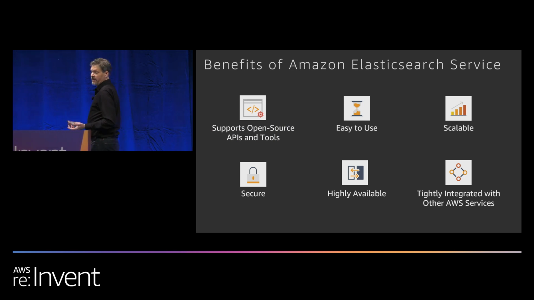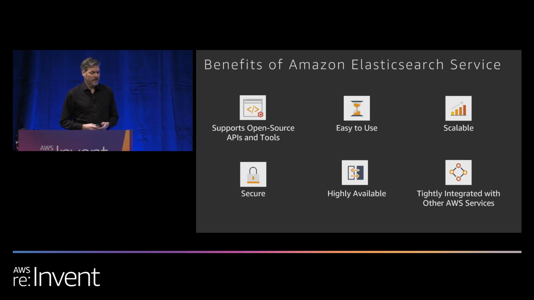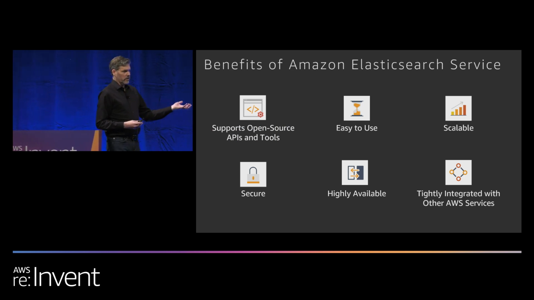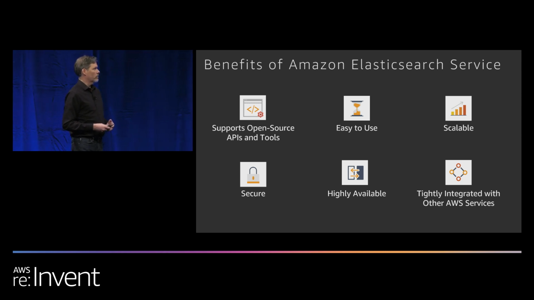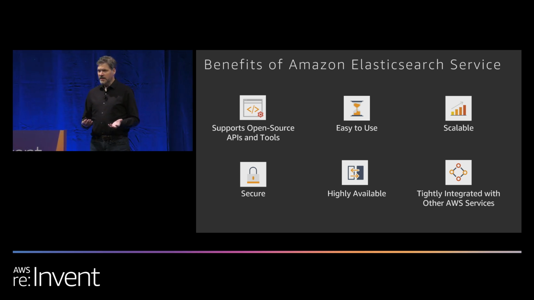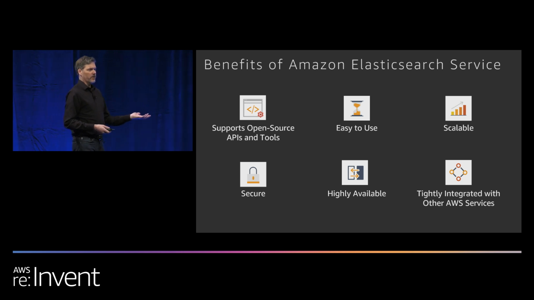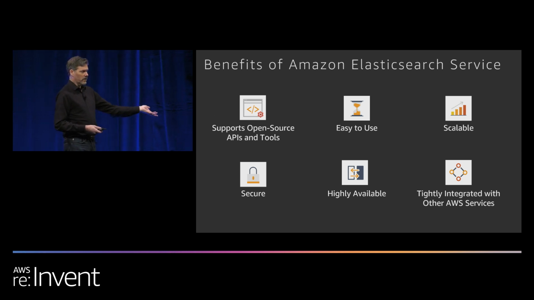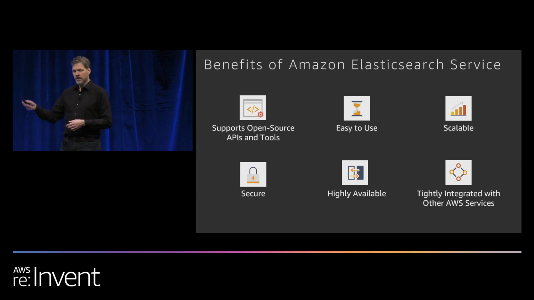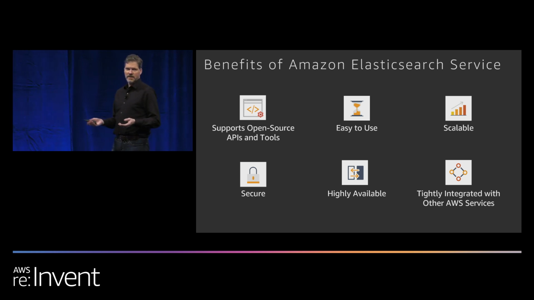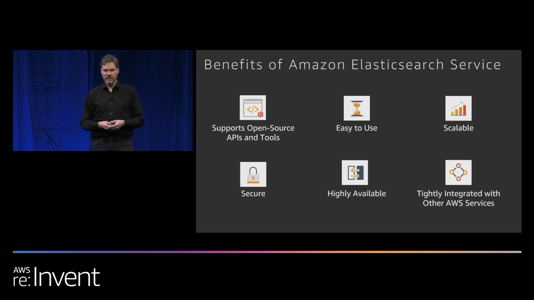If you think about the benefits of Amazon Elasticsearch, it is open source Elasticsearch. It's fully compatible with the open source tools and clients and ecosystem out there of Elasticsearch. Makes it very easy to use. It's scalable. You can set up a single T2 instance for a dev box all the way up to a 200 node i3.16XL environment supporting 3 petabytes in a single cluster.